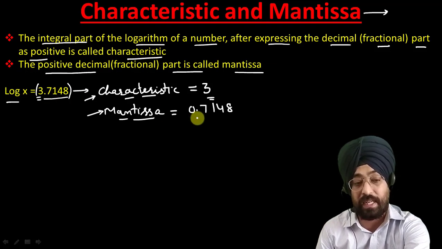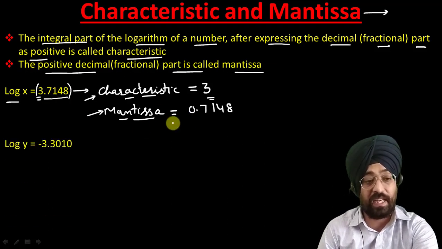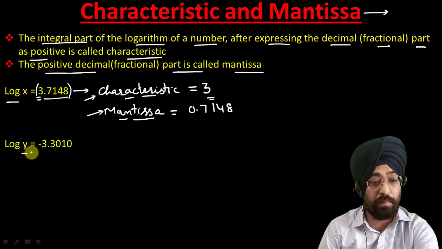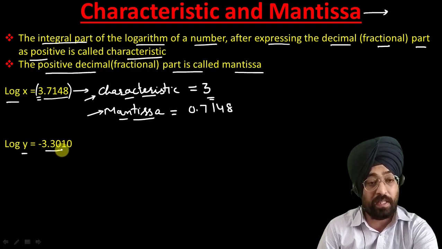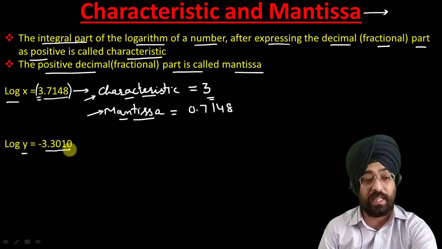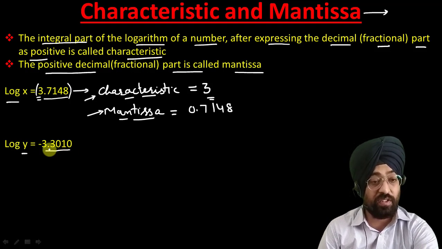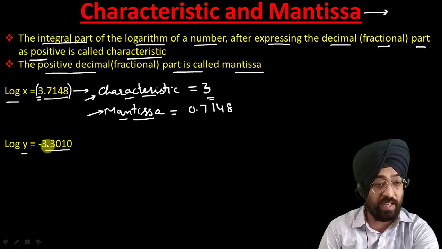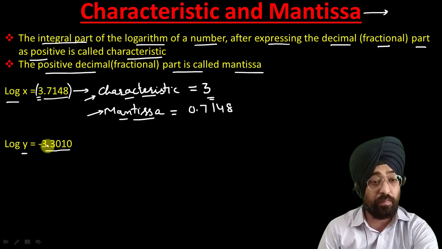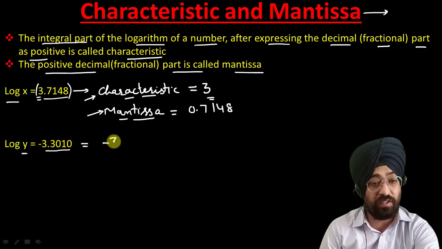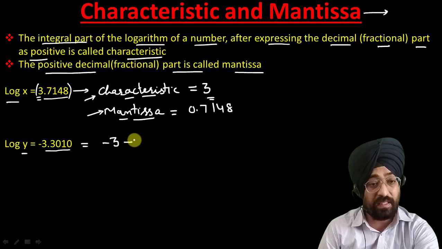Now let us discuss a second example in which we have a negative number. Suppose the log of some number is minus 3.3010. Now we have to find the characteristic and mantissa, and we have to be very careful. This minus 3.3010 means this 3 is also negative. So it can be written as minus 3 minus 0.3010. So these both are negative.